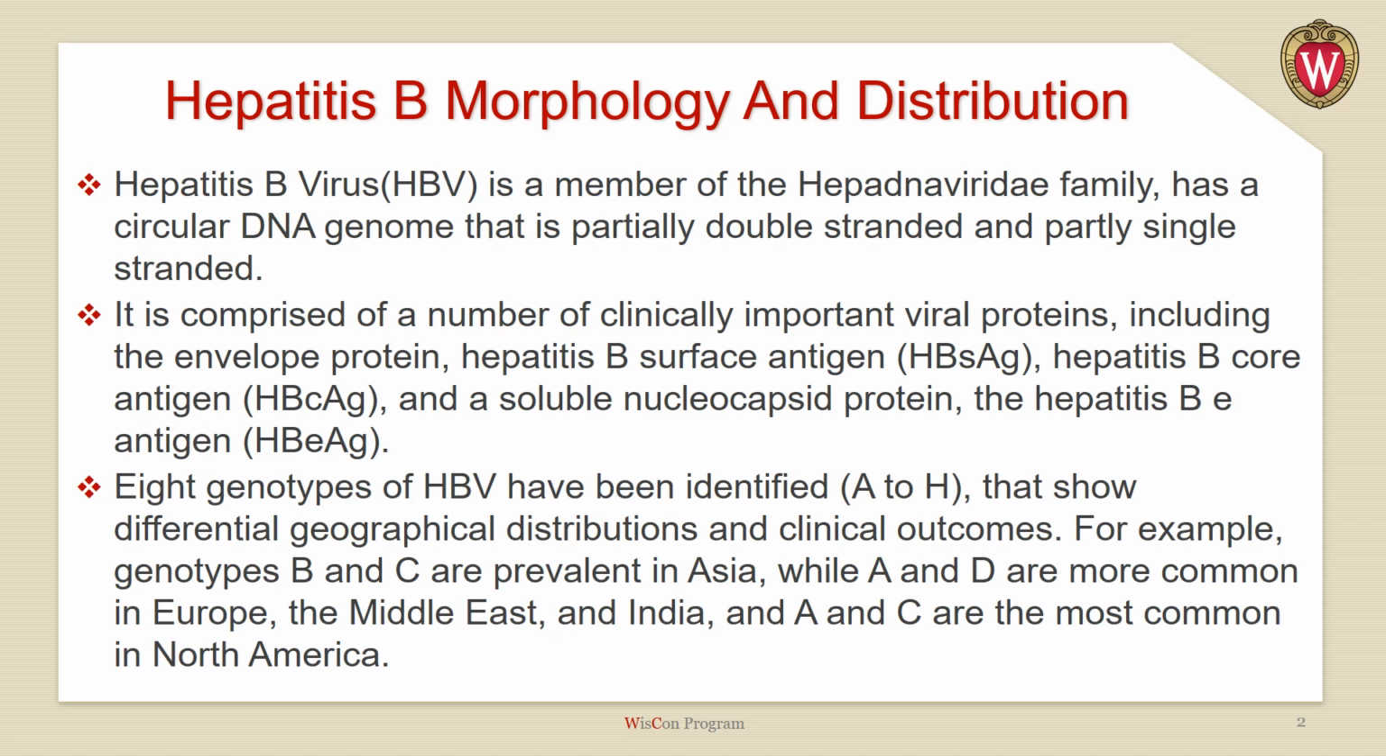Eight genotypes of hepatitis B virus have been identified, A to H, that show differential geographical distributions and clinical outcomes. For example, genotypes B and C are prevalent in Asia, while A and D are more common in Europe, the Middle East, and India. And A and C are the most common in North America.